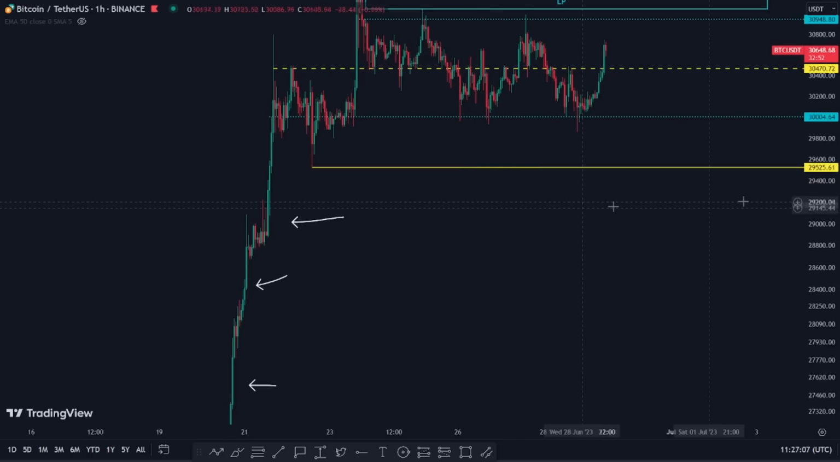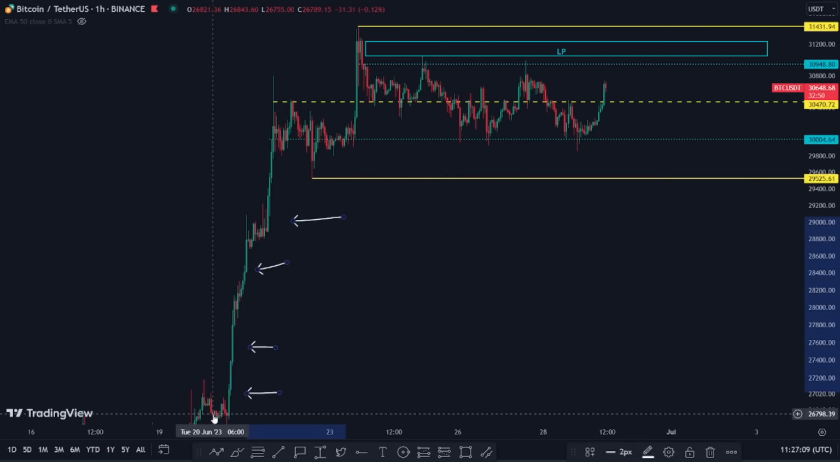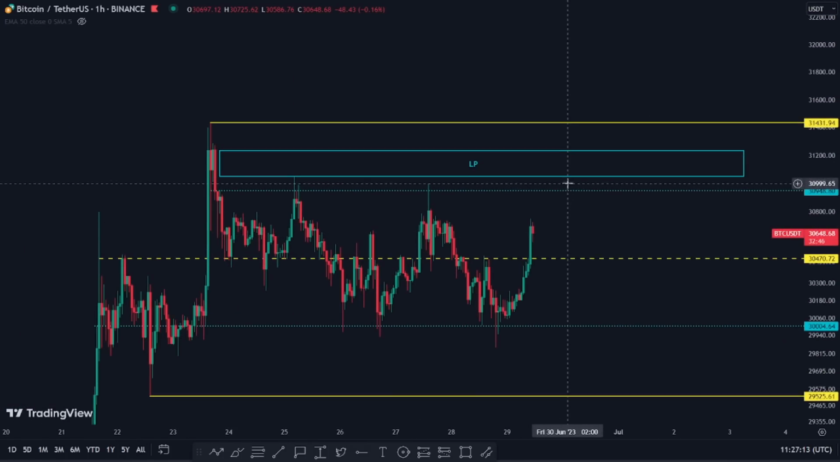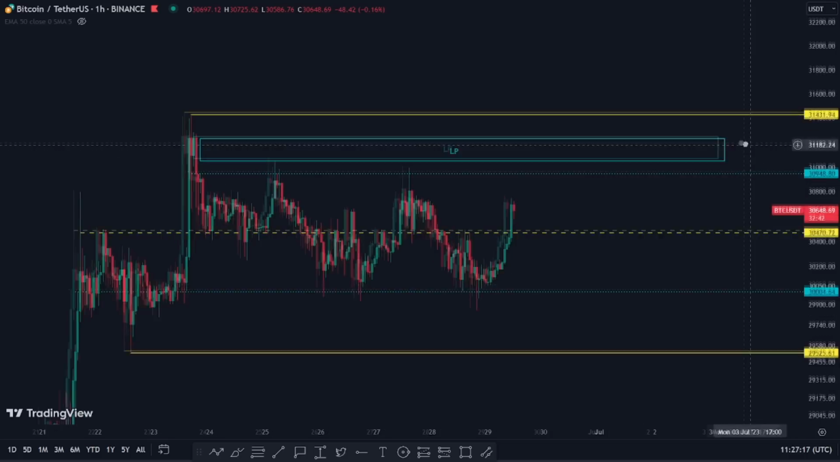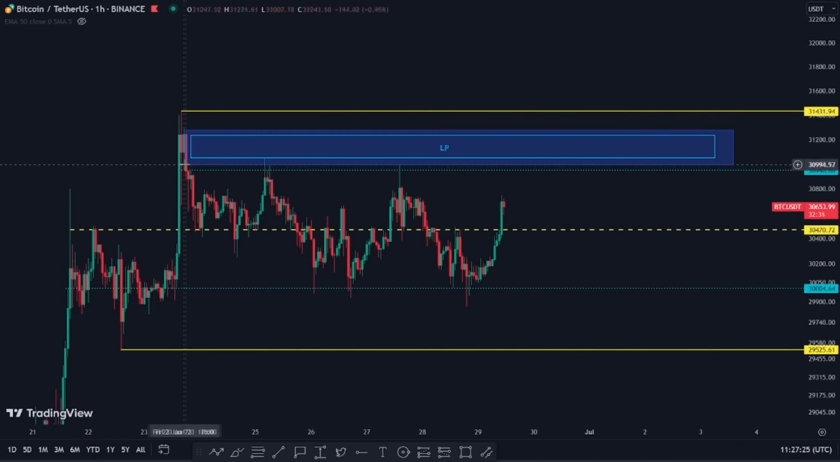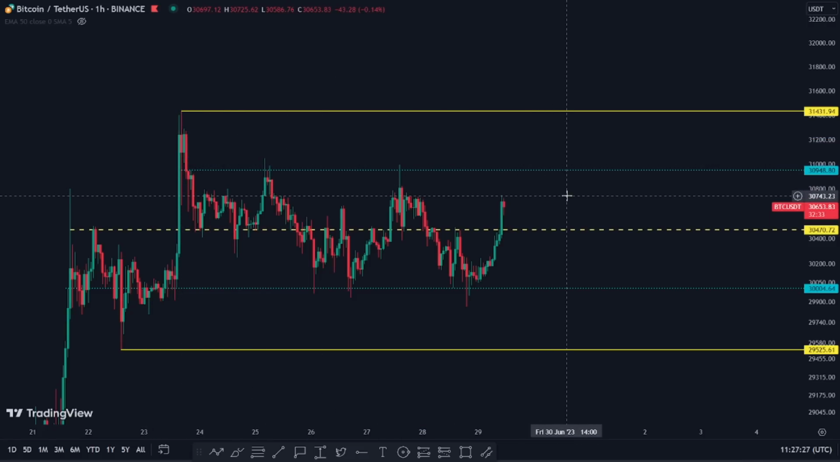I don't know if I'm gonna be right or wrong with this one, but at the moment, this is my opinion, okay? I don't know if you want to also mark these levels here in the range, but they're playing pretty nicely, and that could help you to identify potential entries and, of course, take profits.